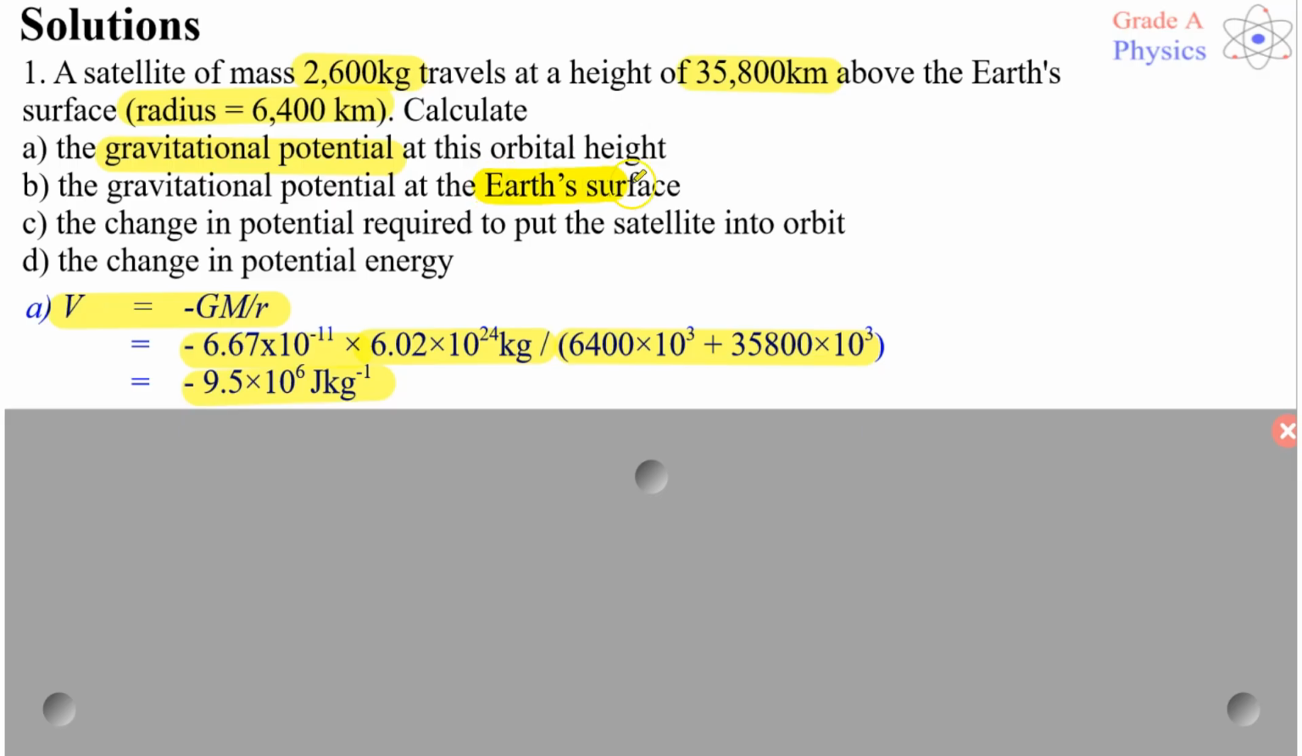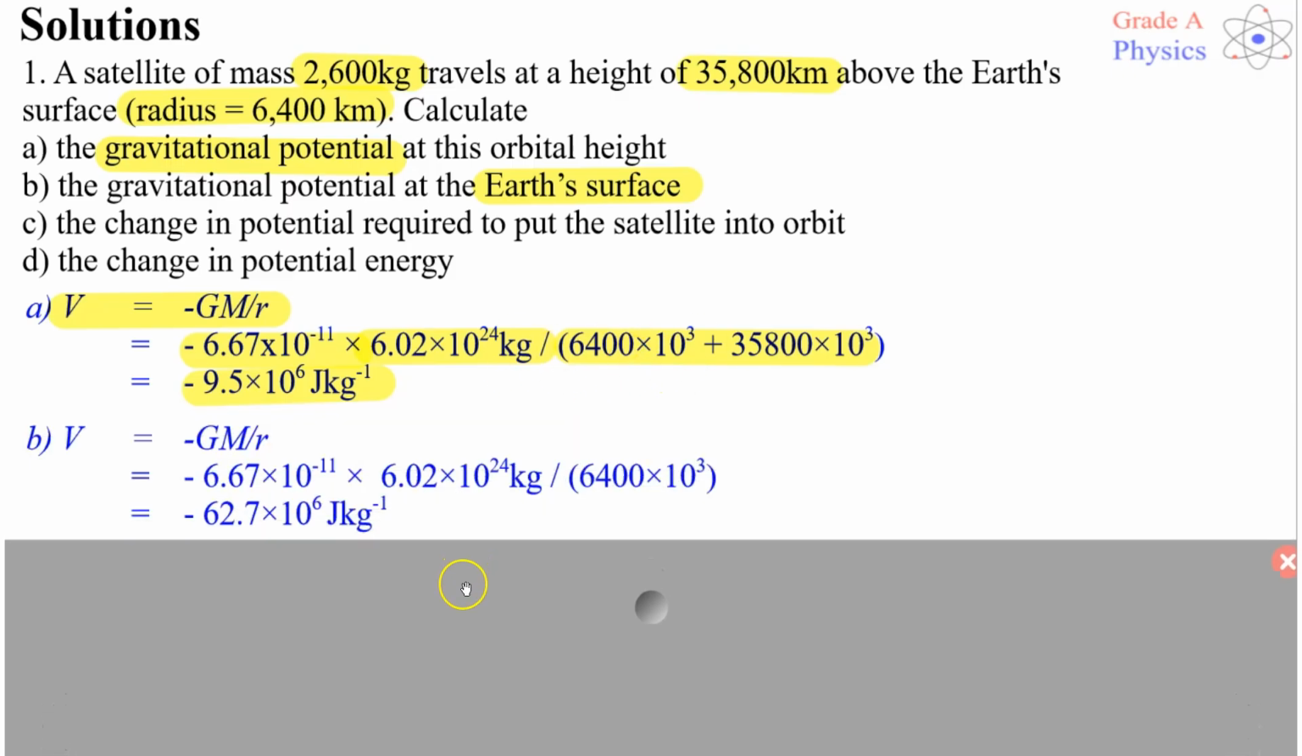Part B should be basically the same, a little bit easier actually, because we just have to do the same calculation, but now just with the radius of the Earth. So everything should be the same, but rather than the height, we just have the radius times by 10 to the 3 as before. And once again, we've got joules per kilogram. We've got a negative. So we should expect a larger value here because we're dividing by a smaller number.